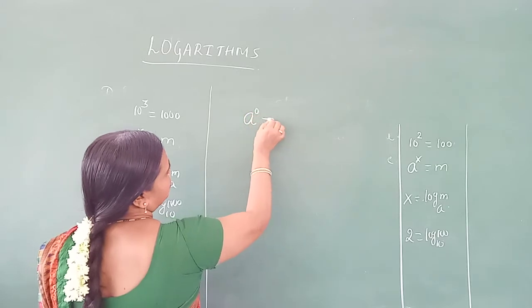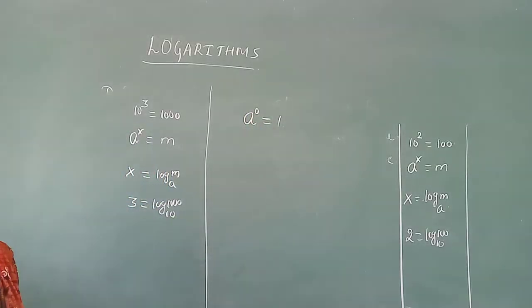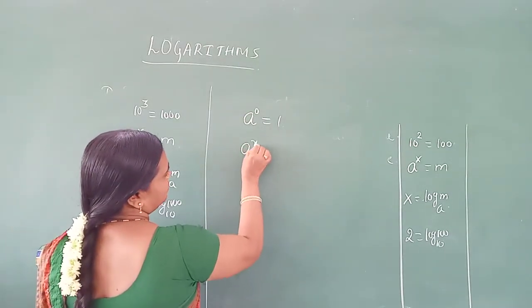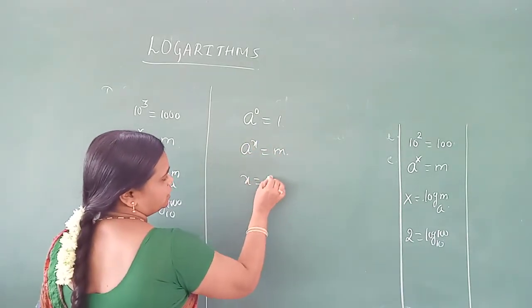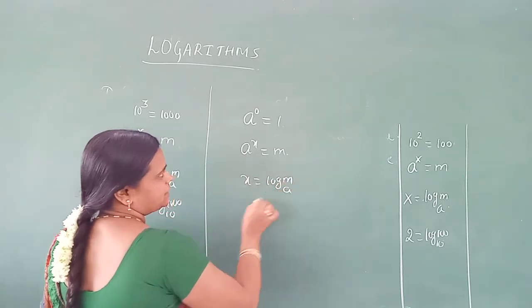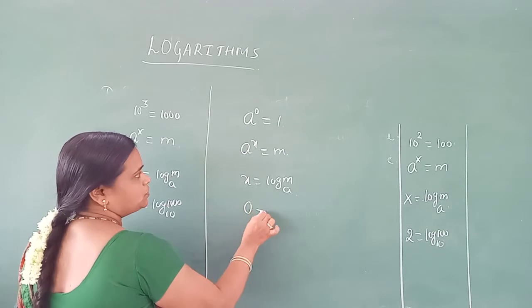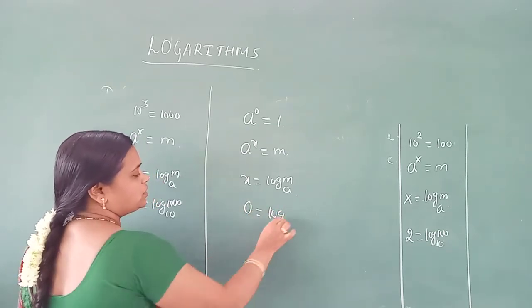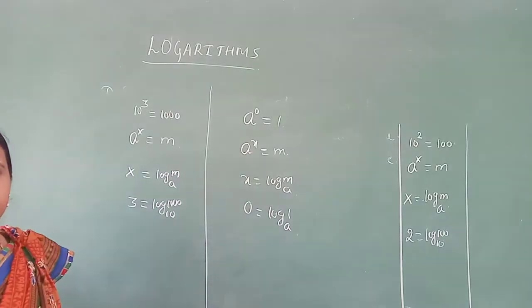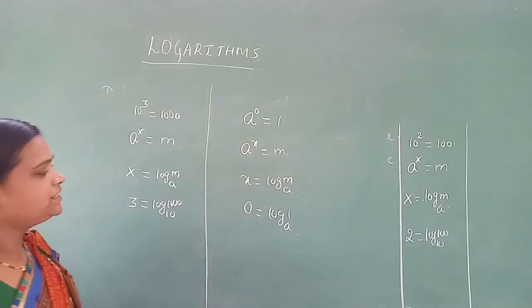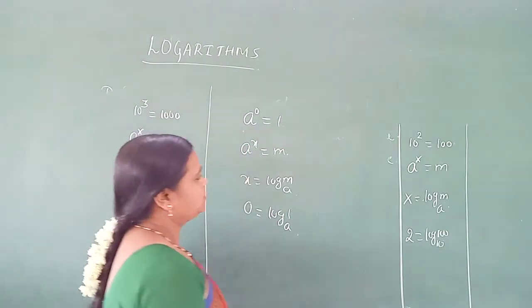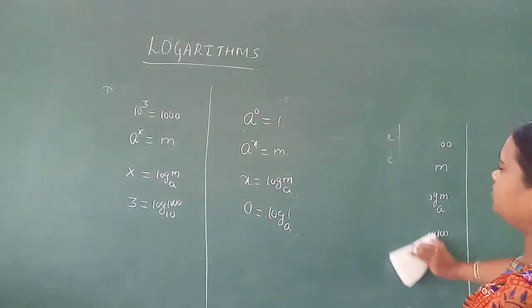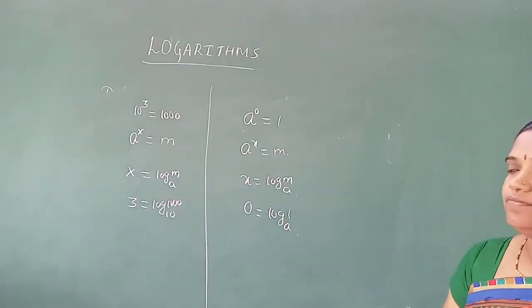Next, another example. A to the power 0 equal to 1. It is exactly in the form of a to the power x is equal to m. But what is your definition? X is log of m to the base a. What is your x? X is 0 and it is log 1 to the base a. Log 1 to the base a is nothing but a to the power 0 equal to 1. That's why they have mentioned that we are not taking the value of a as 1.